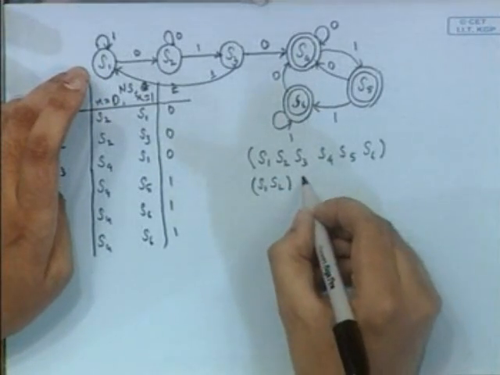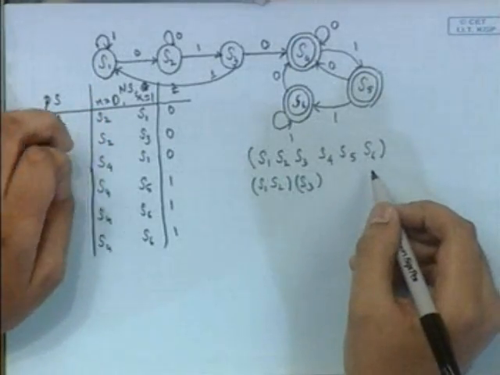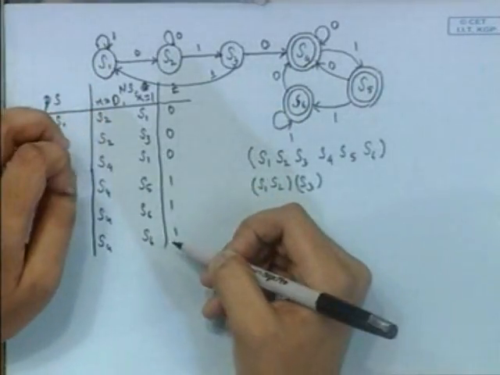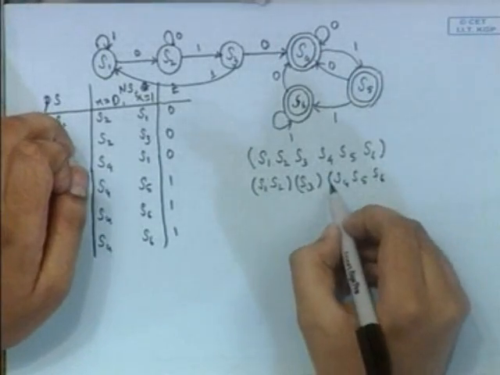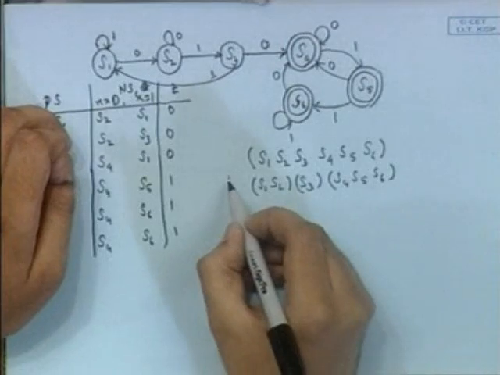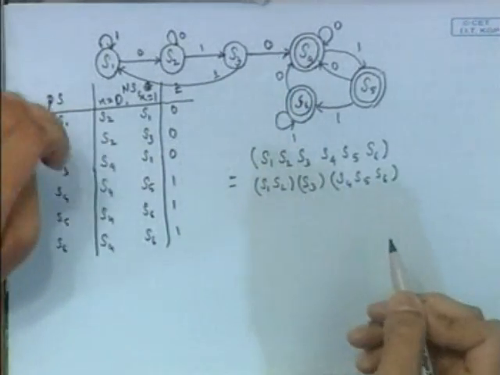They can be put in separate partitions, and S4, S5, S6, these are the final states. They have got the output 1 every time, so they can be put in the same partition. This is the first partitioning step.